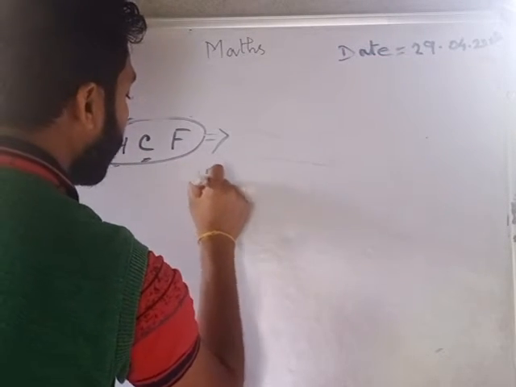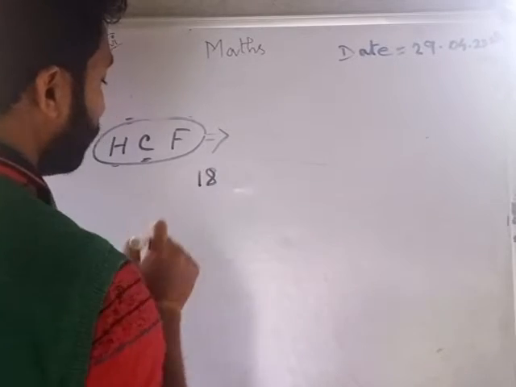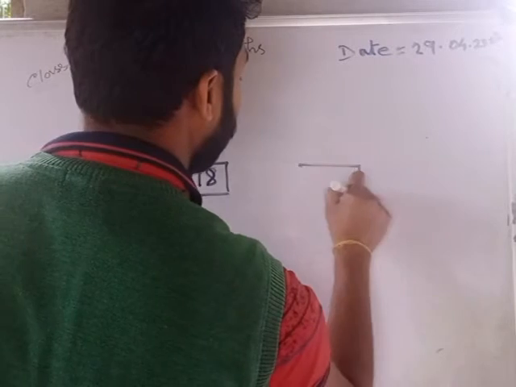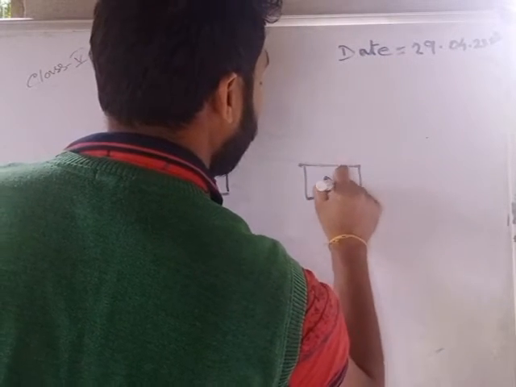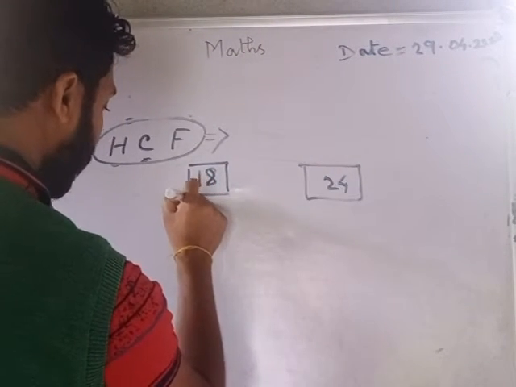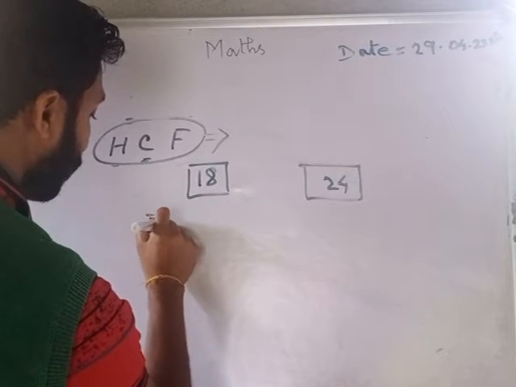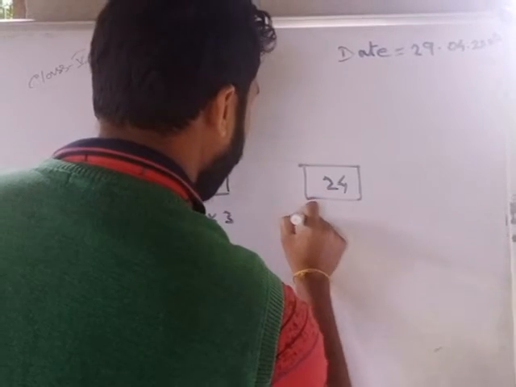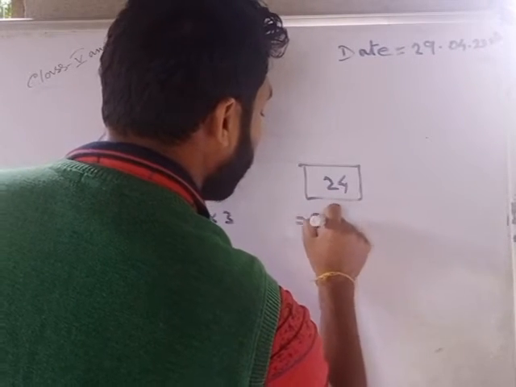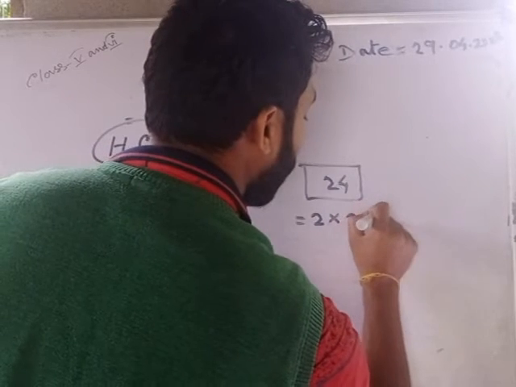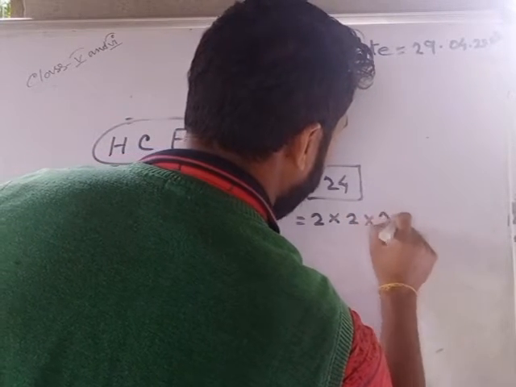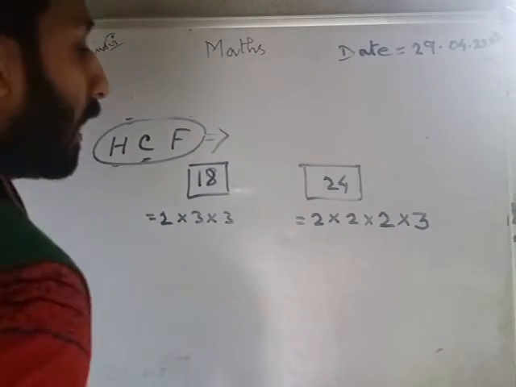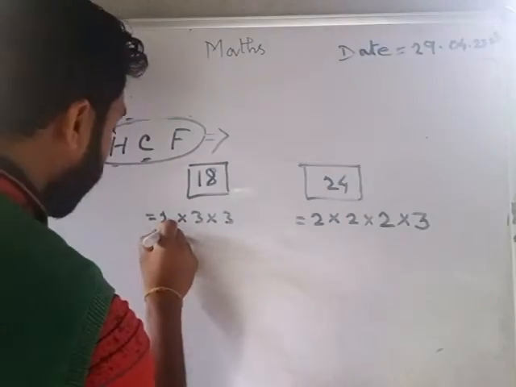Suppose it is 18 and 24. So you should find out at first the factors: 18 is 2 into 3 into 3. And 24: 2 2s are 4, 4 2s are 8, 8 3s are 24. That means at first you should find out the common factors.